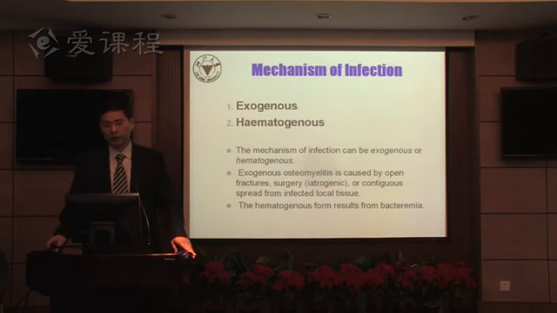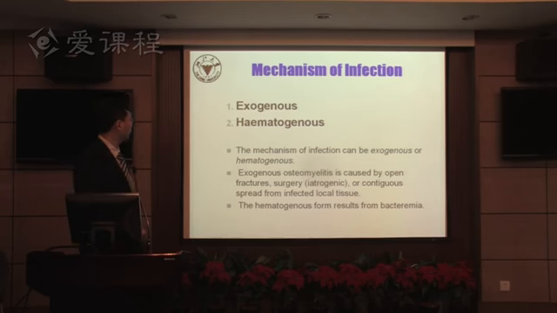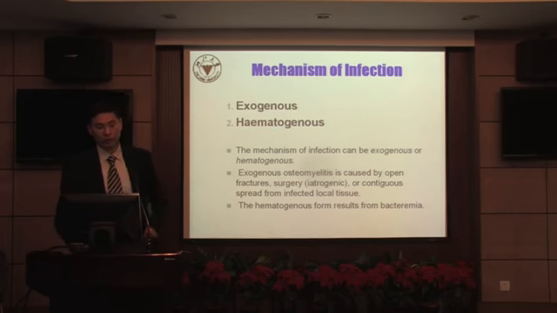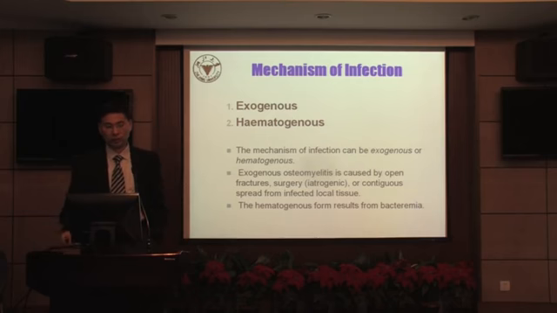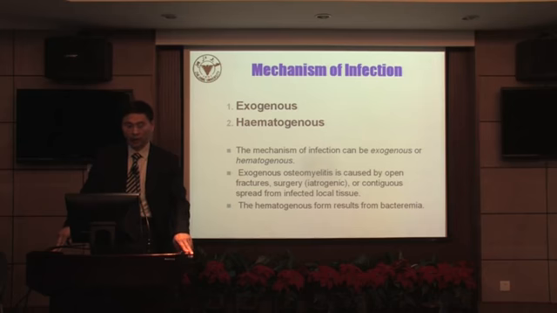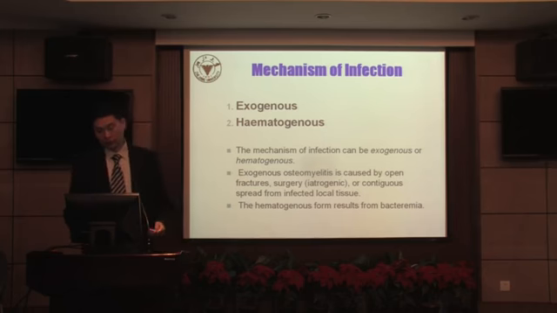The mechanism of infection. We can divide the infection into exogenous and hematogenous mechanisms. The mechanism of infection can be exogenous or hematogenous. And exogenous osteomyelitis is always caused by open fractures, and surgery, of course, or contiguous spread from infected local tissue. The hematogenous form results from bacteria.